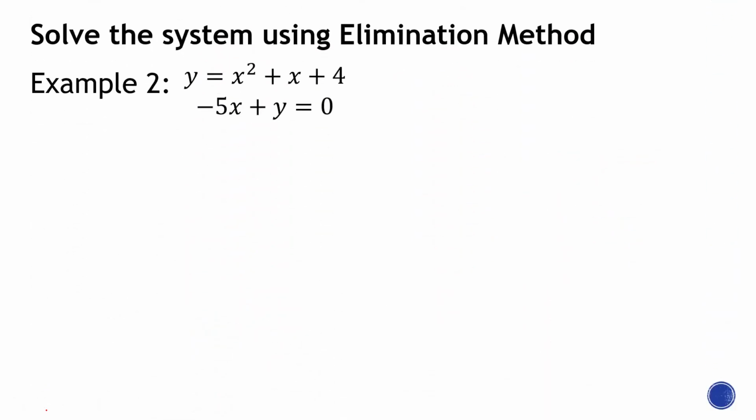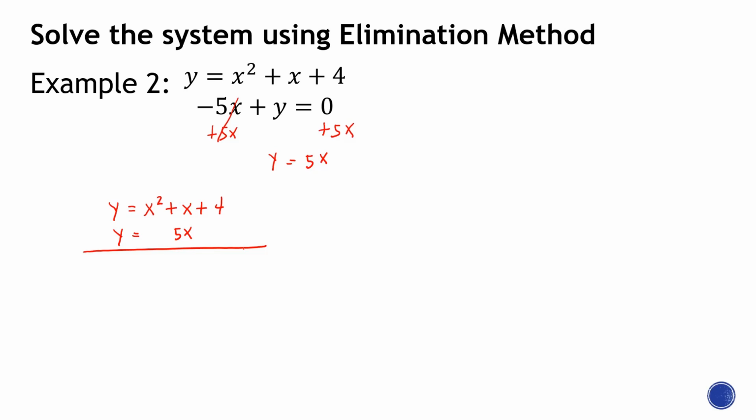Okay, so here, as you notice, the first equation is already expressed in terms of y, but the second is not. So what I can do here is I will add 5x on both sides, and that will give me y equals 5x. And then let's set up the problem and use the elimination method to solve for x and y. So y equals 5x.